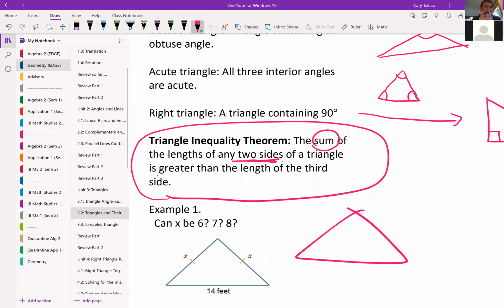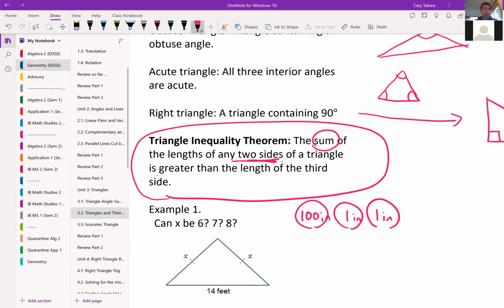In other words, you can't just create a triangle out of any three numbers. It has to meet a certain condition for you to create a triangle. For example, let me give you an extreme example. You have a 100-inch long stick, and then you have a 1-inch stick, really short, then another 1-inch stick. Do you think you can create a triangle out of 100 and 1 and 1? It's impossible. Let me show you why.